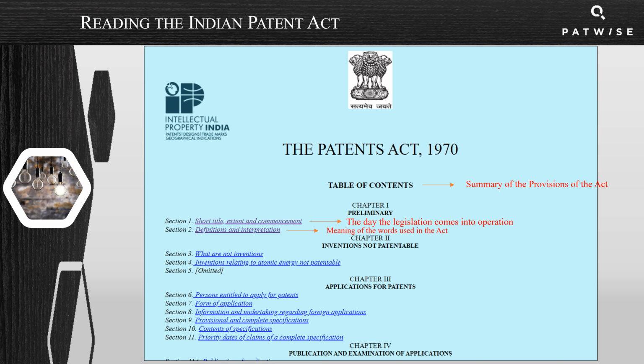Further, each act, such as the Indian Patent Act, is divided into a table of contents. The table of contents provides the summary of the provisions of the act. Followed by the table of contents, the act is divided into multiple chapters. Each chapter denotes a particular segment of the act. The chapters are further divided into sections and subsections.